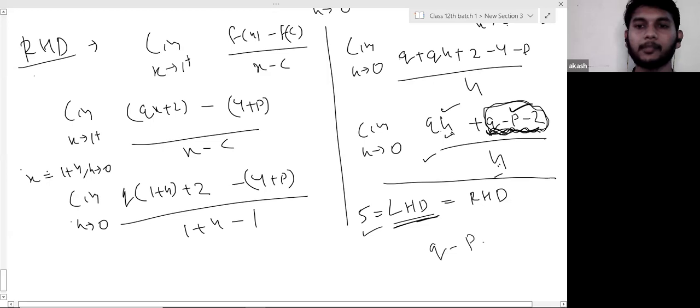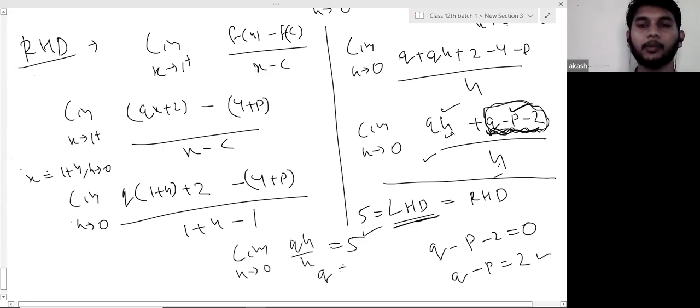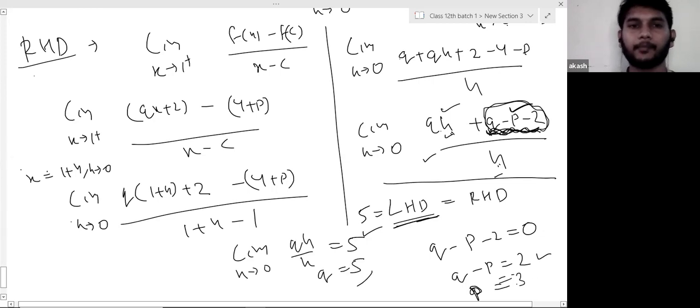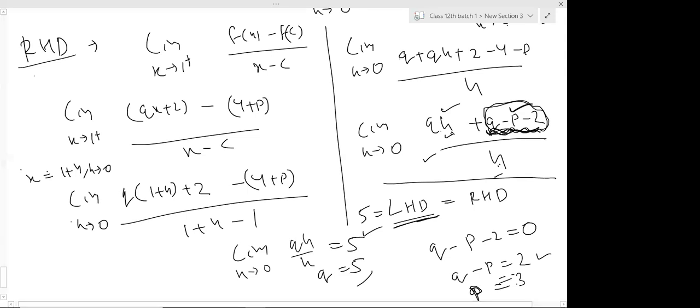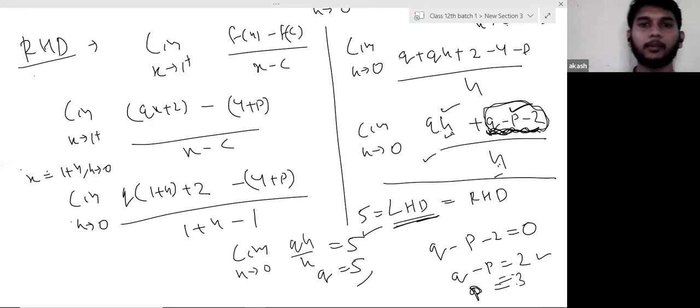So q minus p minus 2 must be 0. So we can write q minus p is equal to 2. This is our first equation. Now if that is 0, we can say limit h tending to 0, qh upon h must be equal to 5. So q equals 5. And if q is equal to 5, then p equals 3. All right. I hope everyone this is clear. Please note it down.